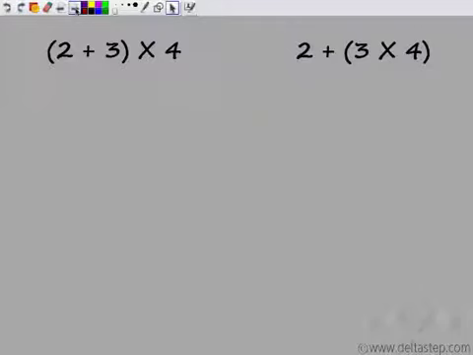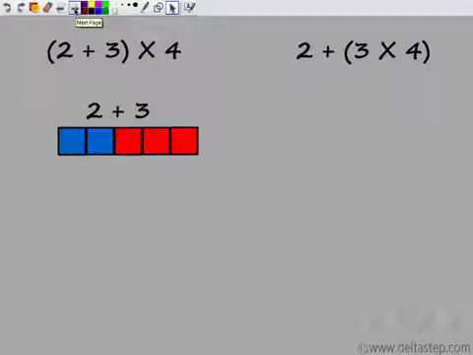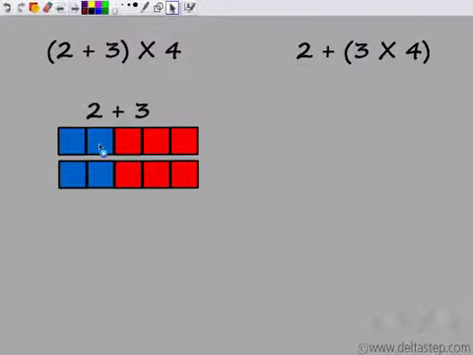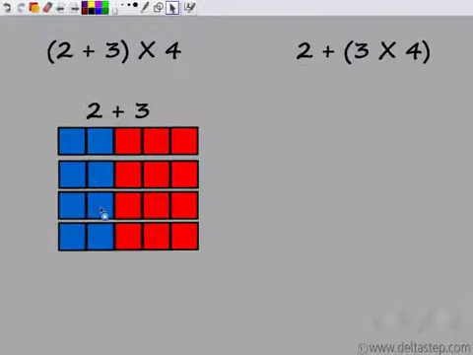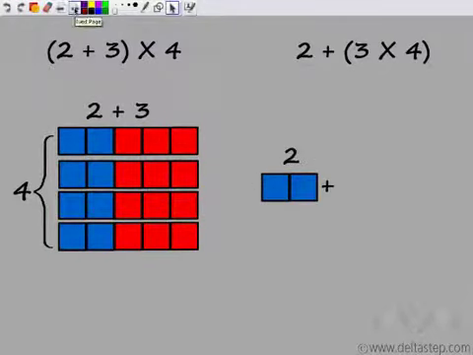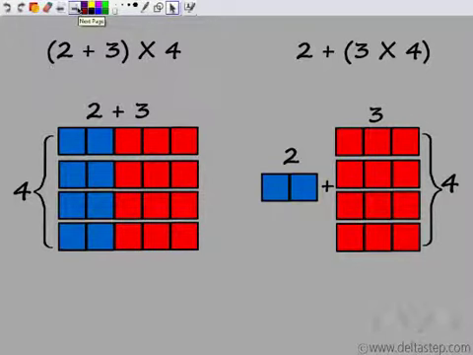So I start with this. This is 2 plus 3 into 4, which means I add this 2 plus 3 four times: 2 times, 3 times, 4 times. So what I get is (2 plus 3) into 4. Now let us look at this: 2 plus 3 into 4. So I add 3 into 4, which means 3 added 4 times. So this is 3 into 4. This is 2 plus (3 into 4).